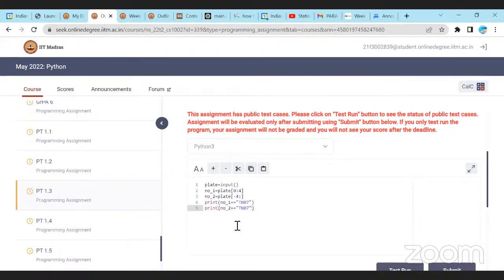Okay, so I think then this logic is wrong. I should not extract them separately. I should do it once only. Yeah, I will talk about this in a bit. Okay, so stop sharing.